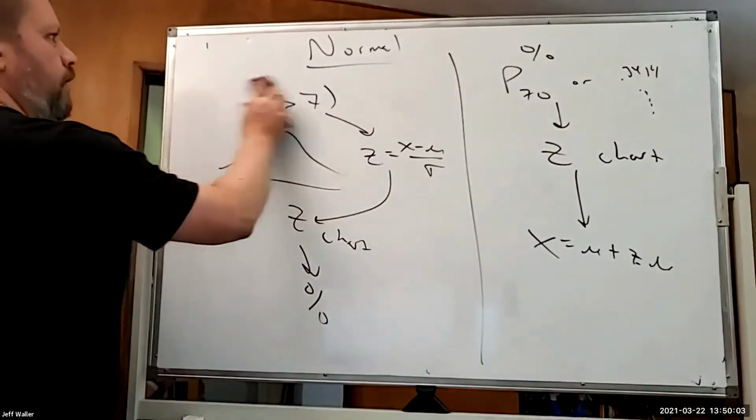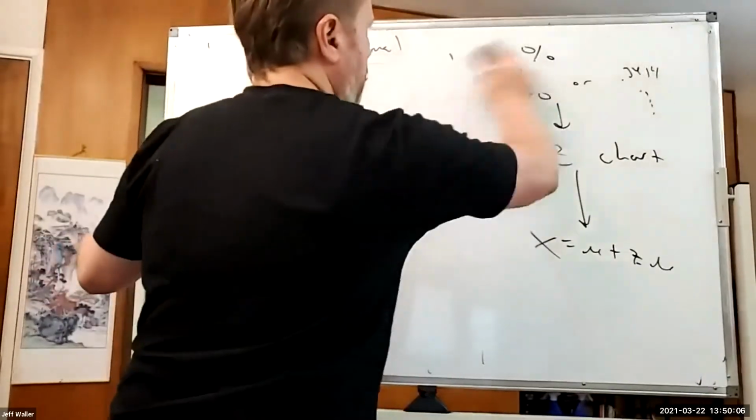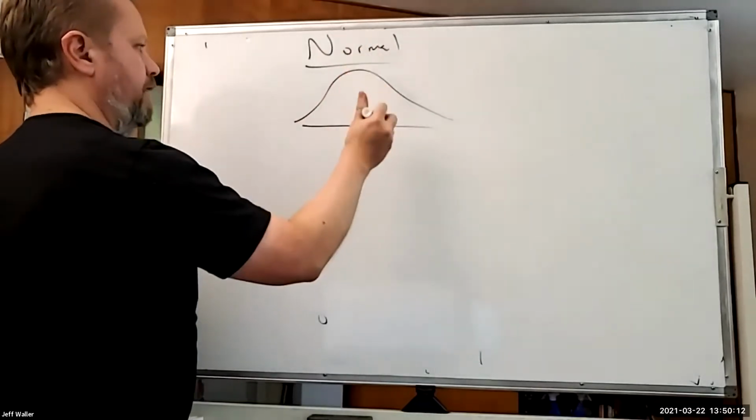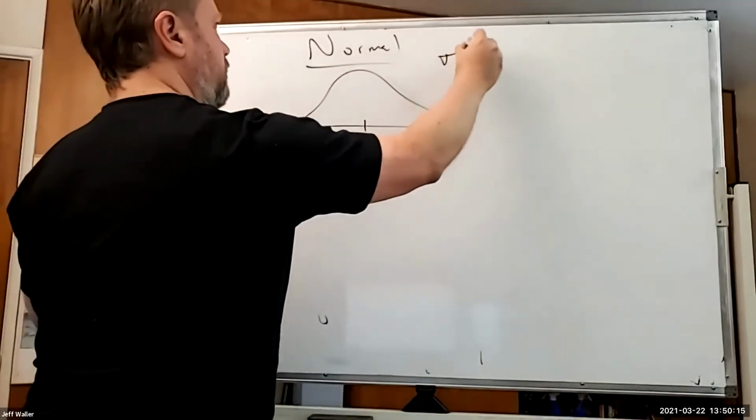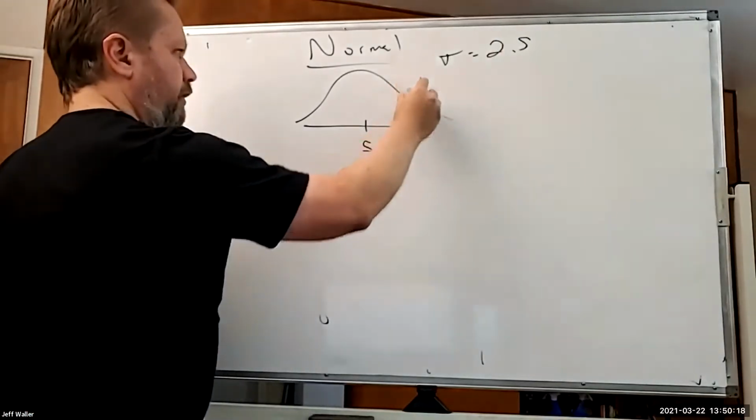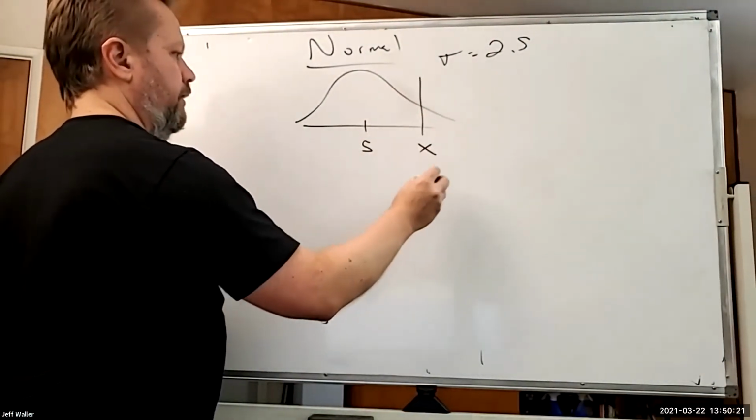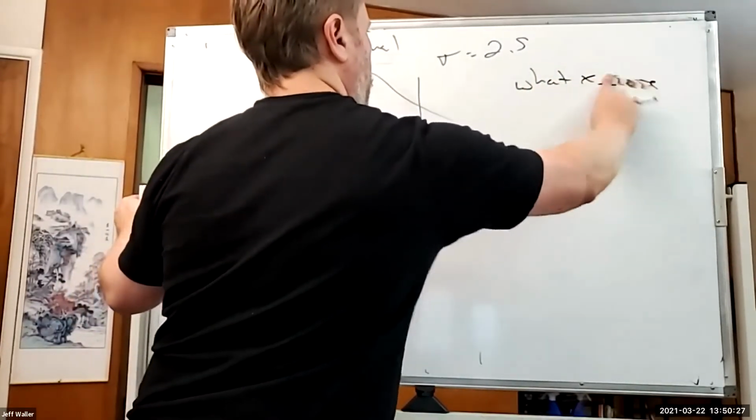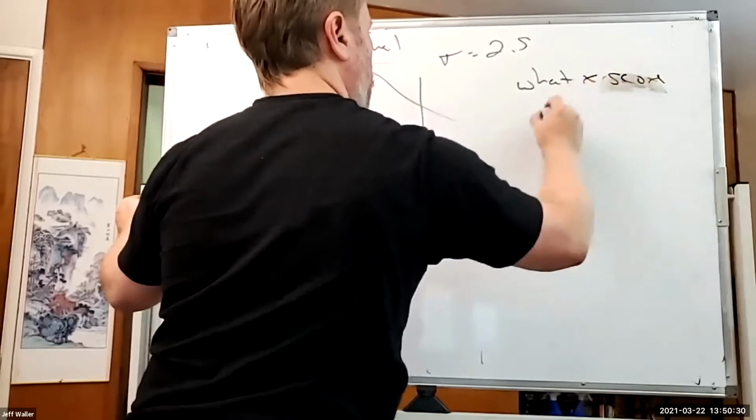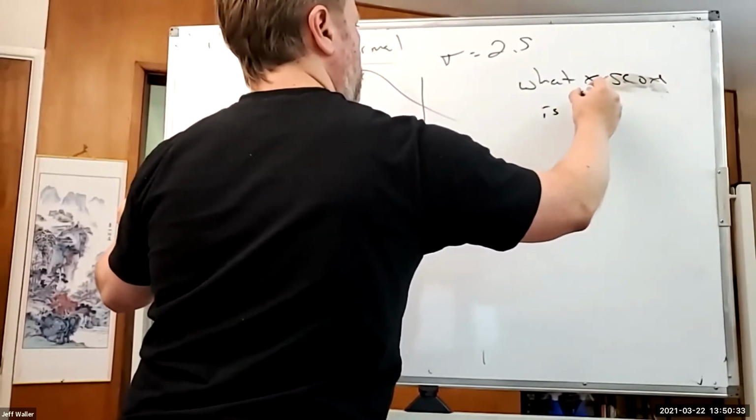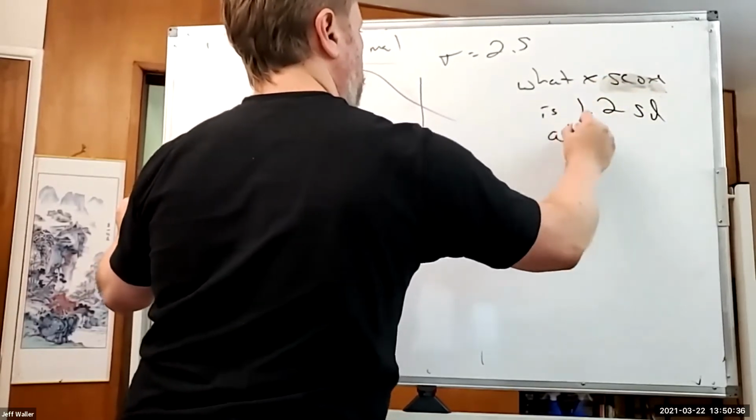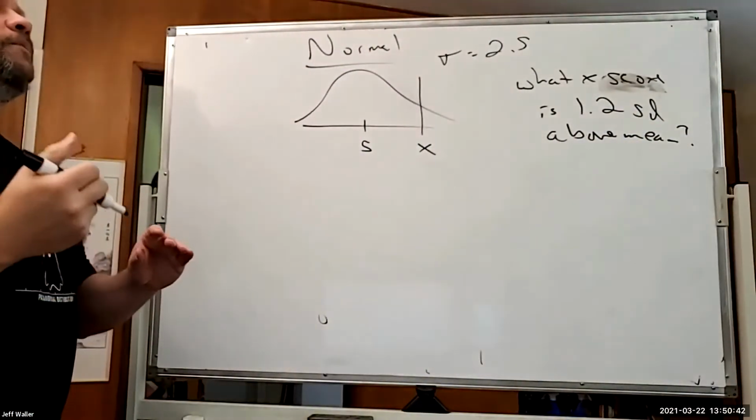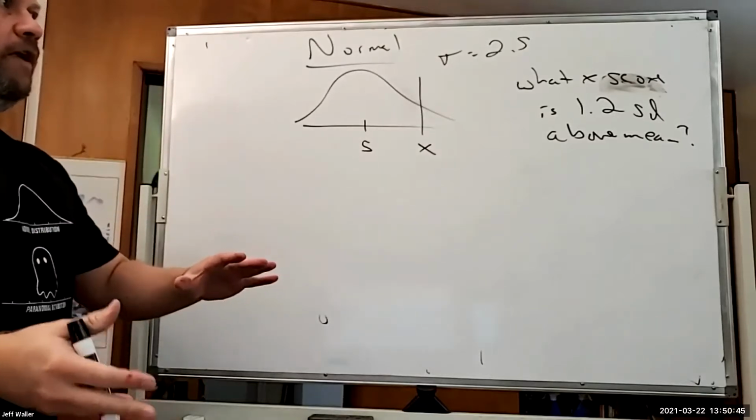So watch this. Let me ask you this very direct question. If I had a normal curve, it doesn't even matter if it's normal, to be honest, but let's say I have a normal curve, the mean is 5, and the standard deviation is 2.5. Can you figure out what X score is 1.2 standard deviations above the mean? This should sound a lot like the homework. What X score is 1.2 standard deviations above the mean?